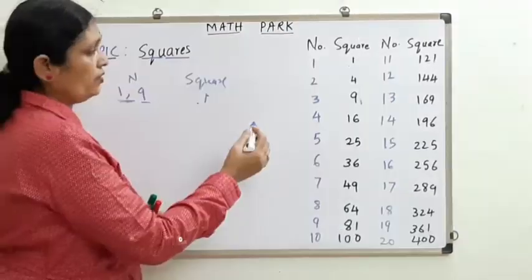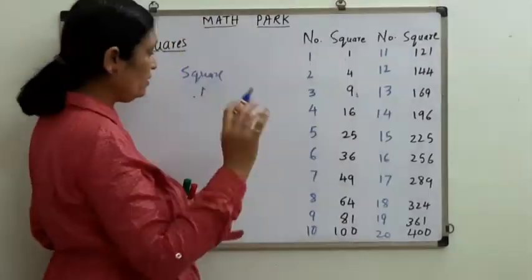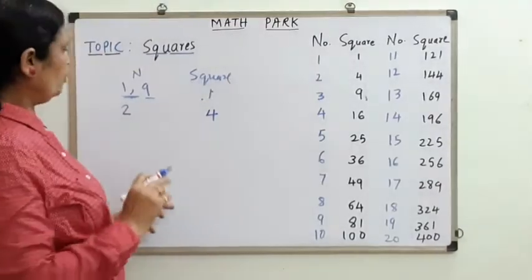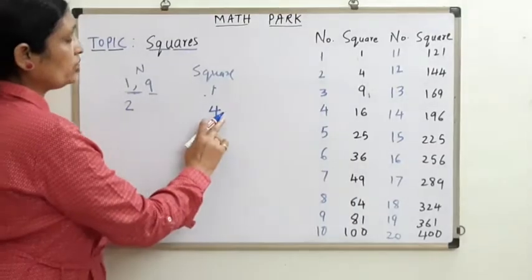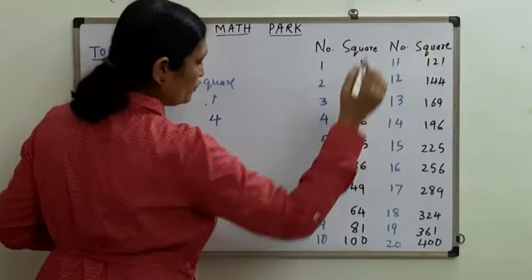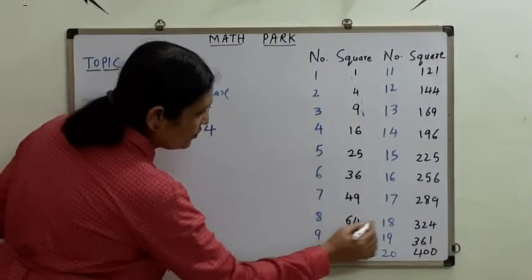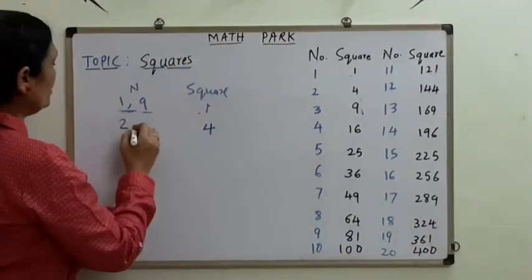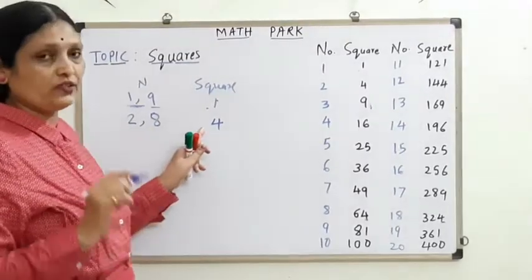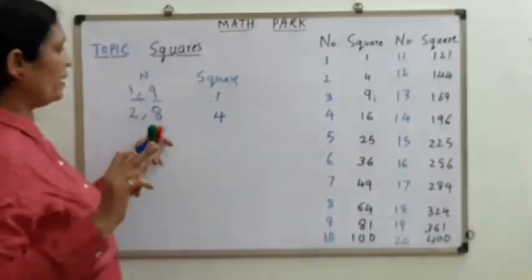Okay, now the square of 2 is 4 and the square of 12 is 144. So when the number is ending with 2, the square is ending with 4. The unit digit of a number is 2, the unit digit of its square is 4. So look at this, 2, 4, 12, 144. The same thing happens with 8. Square of 8 is 64 and square of 18 is 324. So whenever the number has a unit digit of 2 or 8, the unit digit of its square is going to be 4. Okay, 1, 9, 1, and 2, 8, 4.